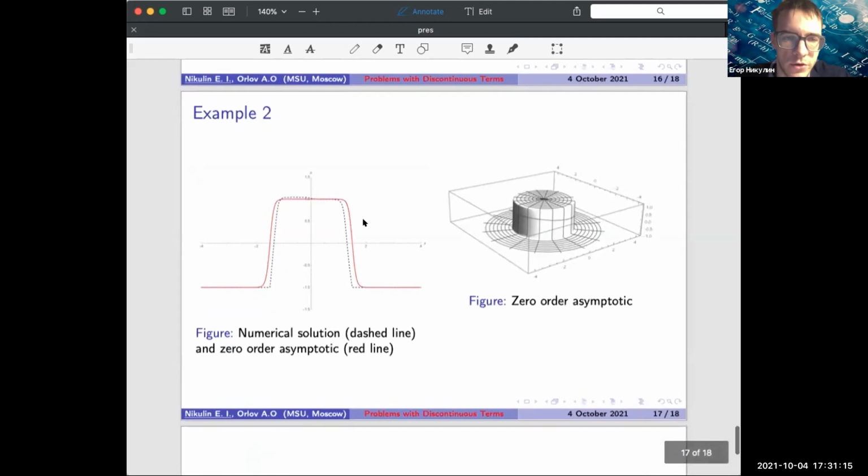Here is the result. The numerical solution is the dashed line, and the zero order asymptotics is the red line. This is a three-dimensional picture of the zero order asymptotic. It was established by the numerical experiment that this solution is asymptotically stable.